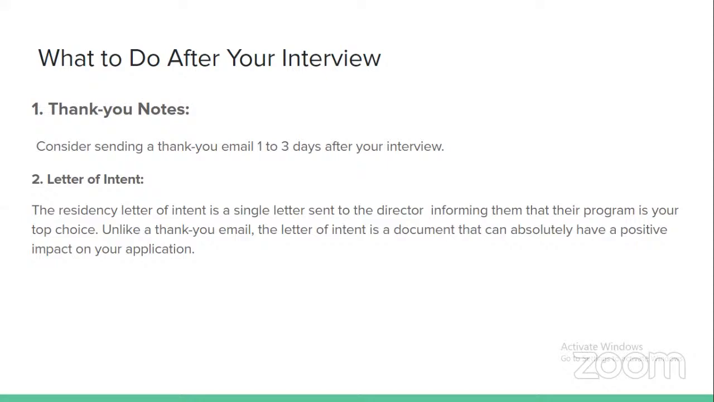The letter of intent is a letter that is sent to the director informing them that their program is your top choice. Unlike the thank you email, the letter of intent is a document that can absolutely have a positive impact on your application. That's all regarding how to prepare for your interview.